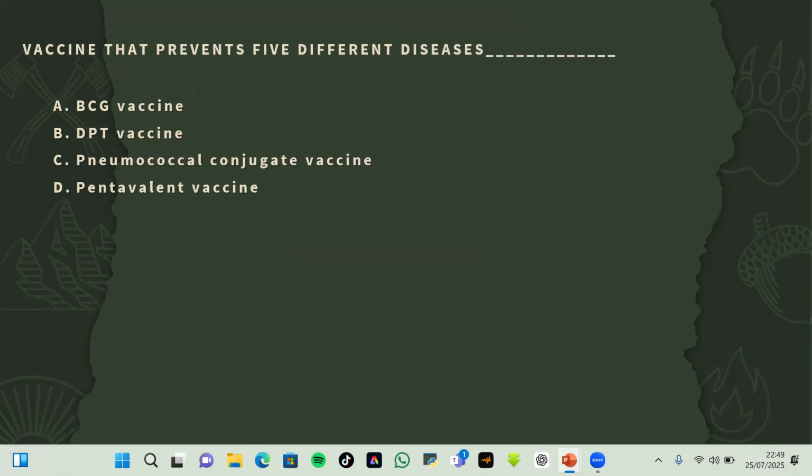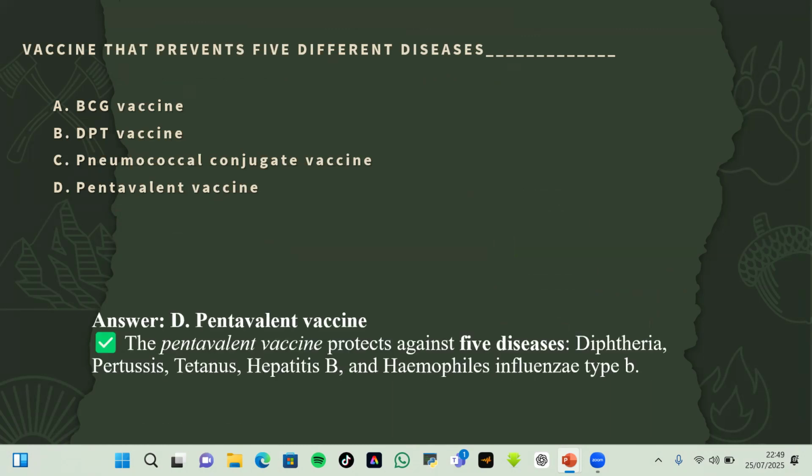The vaccine that prevents five different diseases is A, BCG vaccine, B, DPT vaccine, C, pneumococcal conjugate vaccine, D, pentavalent vaccine. Pentavalent vaccine. The pentavalent vaccine protects against five diseases: diphtheria, pertussis, tetanus, hepatitis B, and Haemophilus influenzae type B.